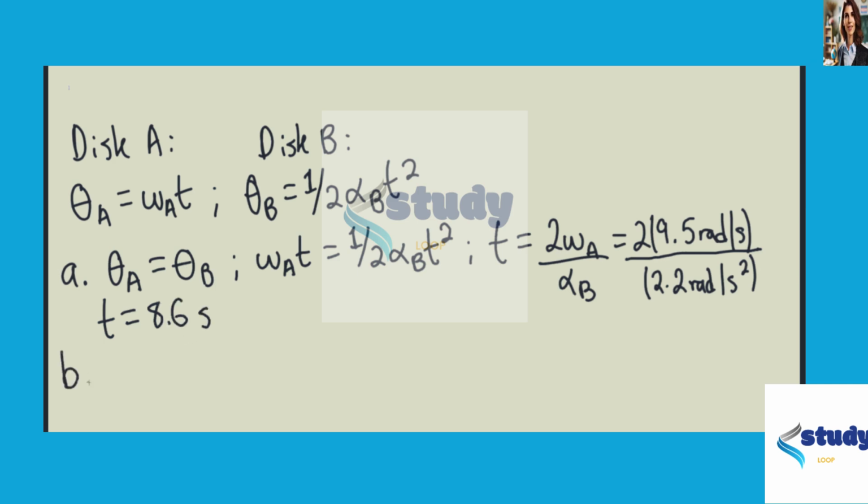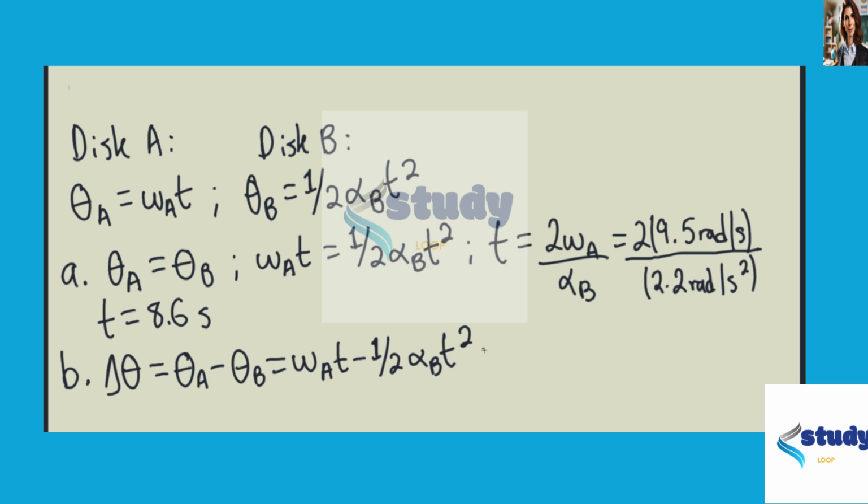Now, for part B, we can find the difference in angular displacement, delta theta. This is equaling theta sub A minus theta sub B, and this is equaling omega sub A times t minus 1/2 alpha sub B times t squared. And this is going to equal 9.5 t minus 1.1 t squared.